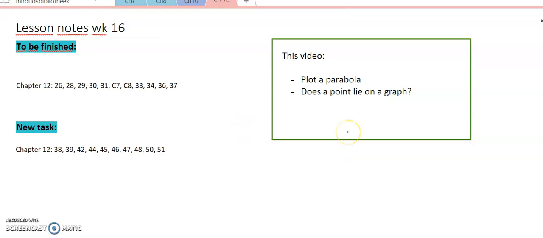In this video, I'm going to show you how you can plot a parabola, that is the graph that belongs with the quadratic formula, and how you can check if a point lies on a graph.